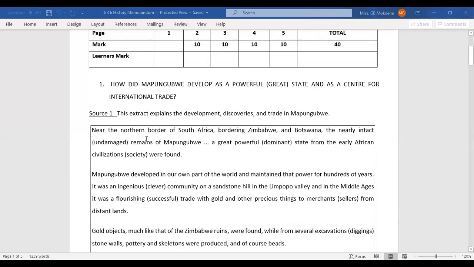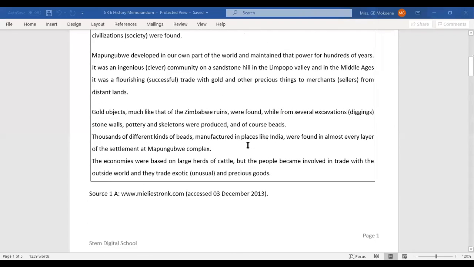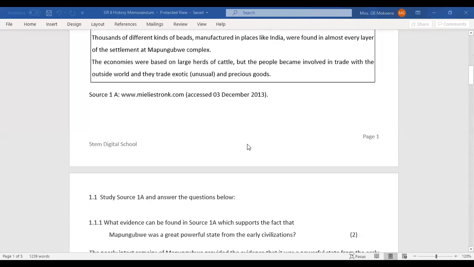Thank you very much. So this source explains the development, the discoveries, the things that were found, and the trade that was happening in Mapungubwe. Okay, so let's go to the questions.